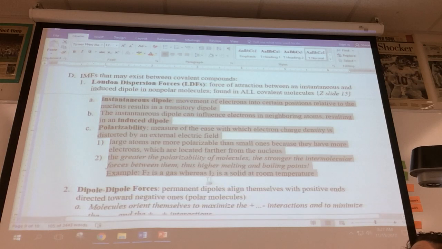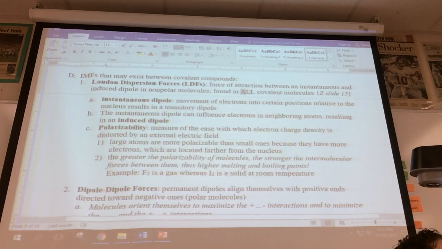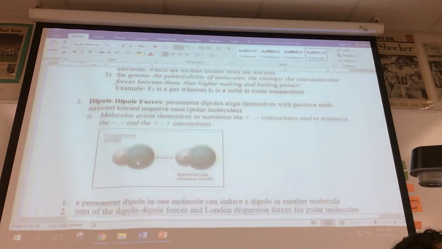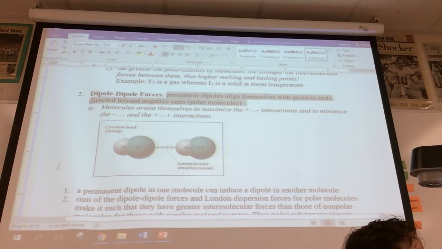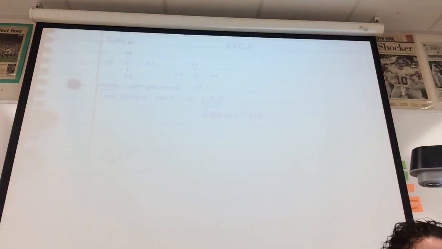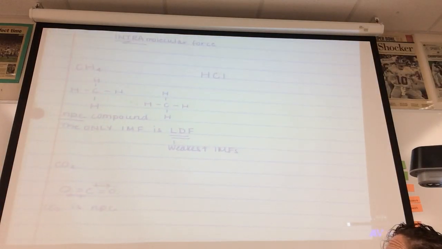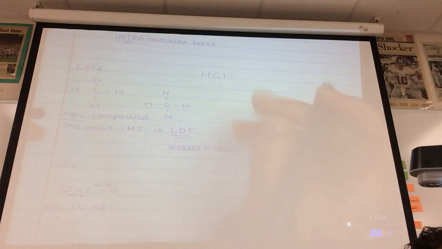Now, we said that all covalent compounds have LDFs. So polar covalent compounds have LDFs too, but they have an additional type of interaction known as a dipole to dipole force. And what you're going to see is that the permanent dipoles align themselves in a particular fashion. Shown here is hydrogen chloride. We're going to draw this out a little bit better. So our hydrogen chloride is right here.